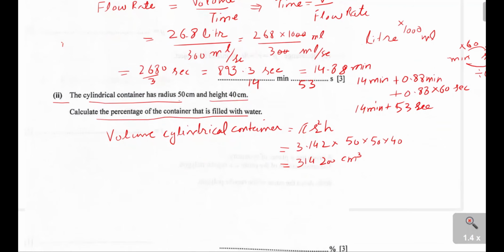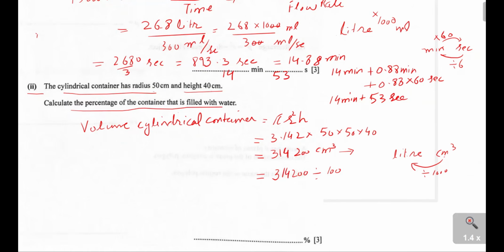Total water we have is 268 liters, and therefore we will convert this value into liters. When we convert cubic centimeters into liters, this is the smaller unit, this is the bigger unit, so we divide this value by 1000. 314,200 divided by 1000, and the cylindrical container volume becomes 314.2 liters.